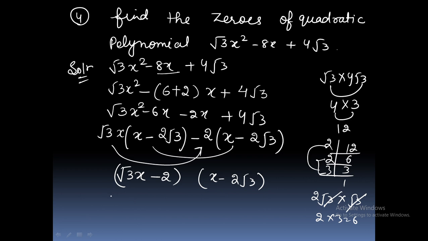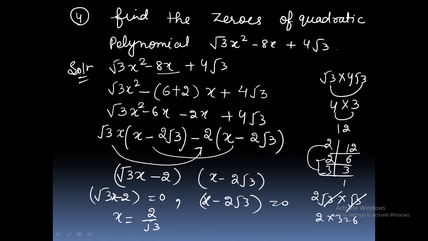Now we have to find the zeros, so we will set these factors equal to zero, like this: x minus 2 root 3 equal to 0. When we write these values equal to 0, we will find the x value. x is equal to 2 root 3 over root 3, x is equal to 2 root 3. These are the zeros.